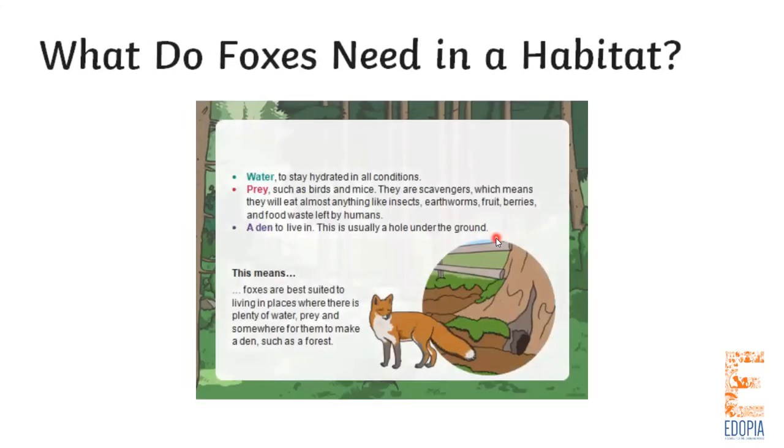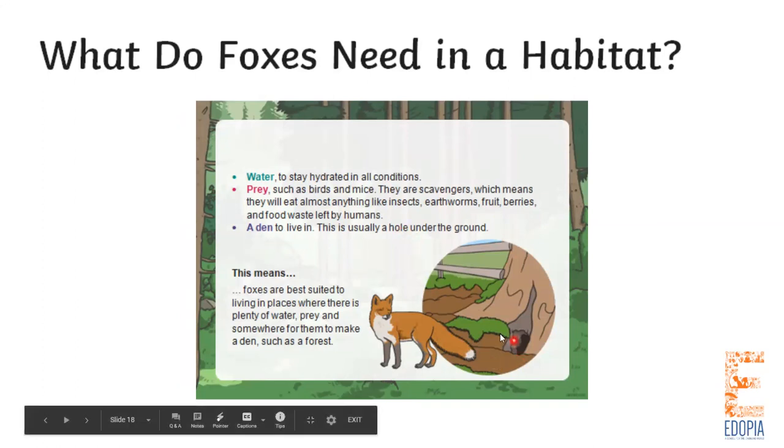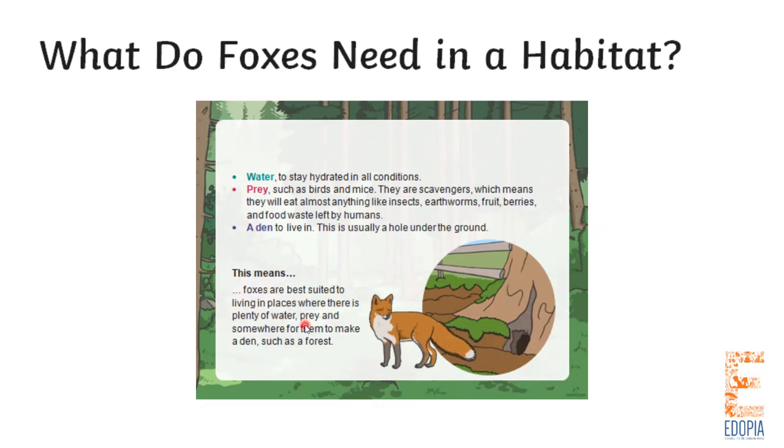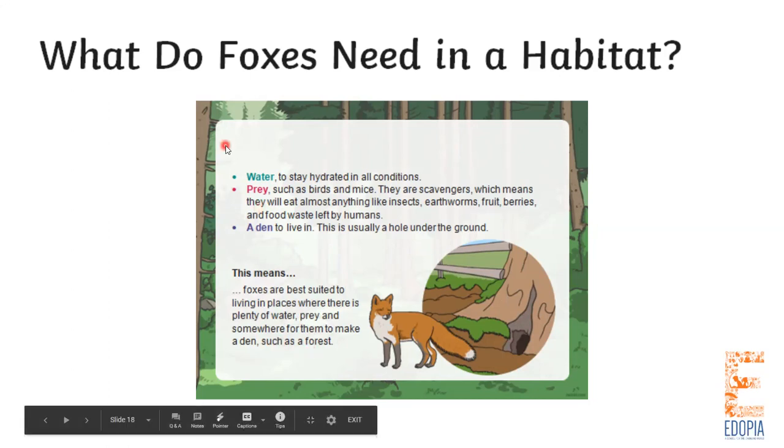So what do foxes need? Foxes need water to stay hydrated in all conditions. They prey on birds and mice. They are scavengers, which means they will eat almost anything like insects, earthworms, fruits, berries, and food waste left by humans. They also need a den to live in. This is usually a hole under the ground, like this. They show an example here. So foxes are best suited to live in places where there is plenty of water, prey, and somewhere for them to make a den, such as a forest.